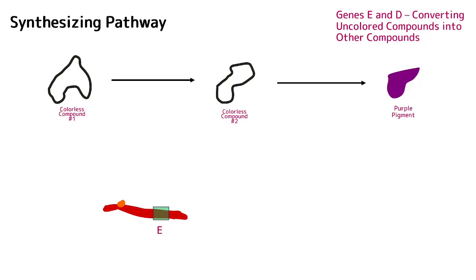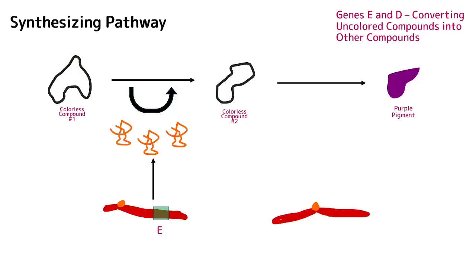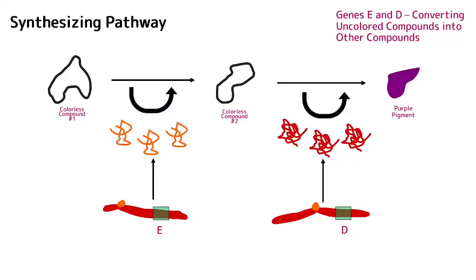So let's define gene A, which converts the first colorless compound by creating some kind of enzyme, which converts it to the second compound. Now, for the D gene, as you can see, it creates a different kind of protein which catalyzes the reaction which converts colorless compound number 2 to the purple pigment.